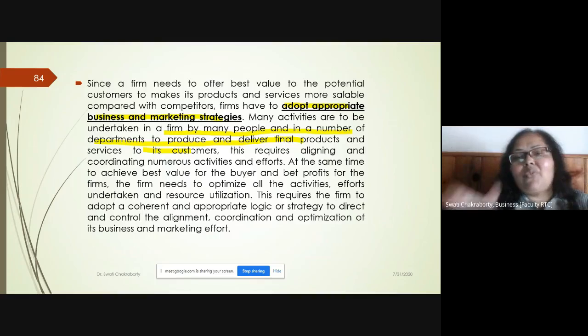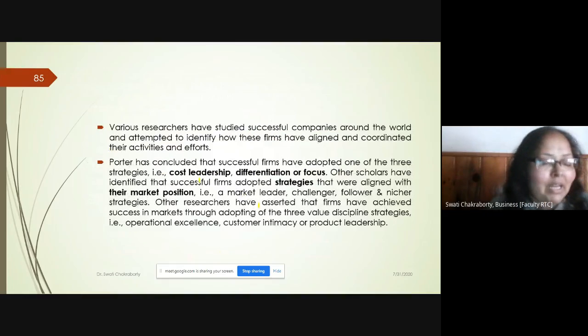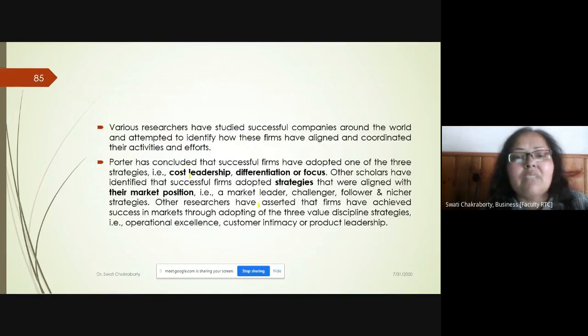They have to align with each other, there has to be coordination, right? And at the same time ensure that the best value is given to the buyer, which would result in better profits, more profits, right? So that has to be there. The three best strategies that are actually being used are cost leadership, differentiation, or focus, right? These are the three things.